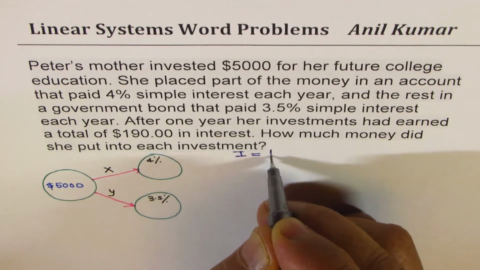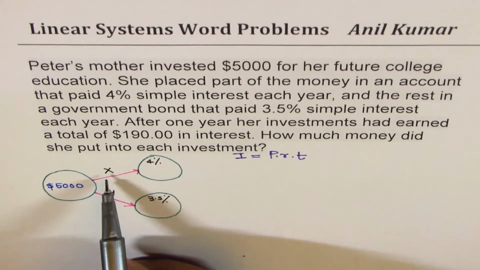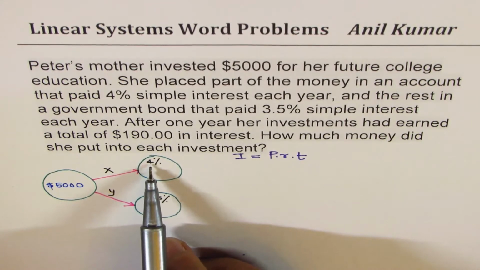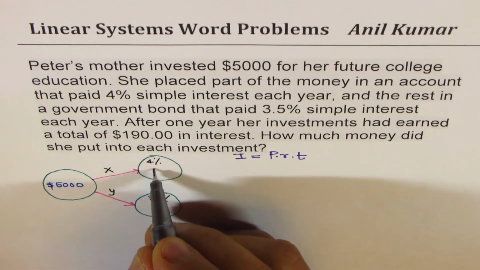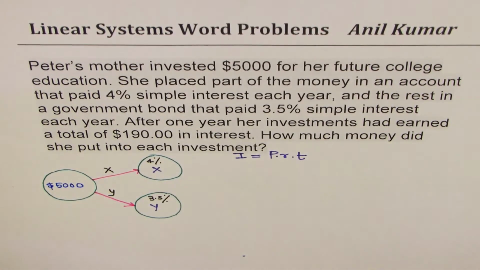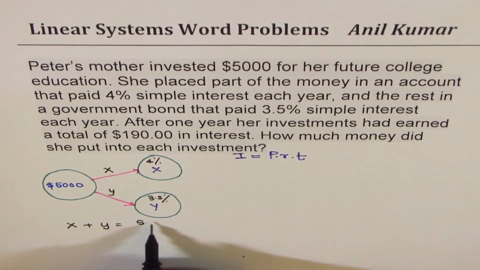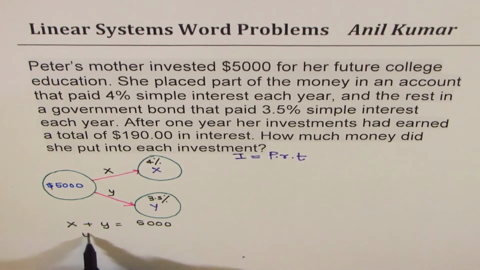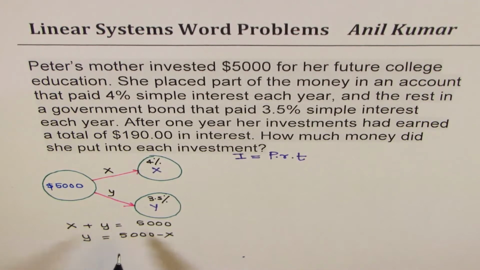Now, interest is P times R times T, where P is the amount invested. R is percent of interest per annum, which is 4% in the first case. So in the first case, we can calculate the interest. We know this amount is X, this amount is Y. And what we also know from here clearly, since we started with $5,000, that X plus Y equals 5,000. And if I know what X is, I can write Y in terms of X at least. I can say Y is equal to 5,000 minus X.